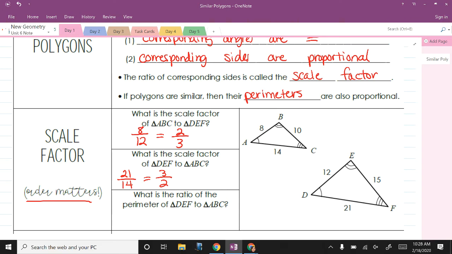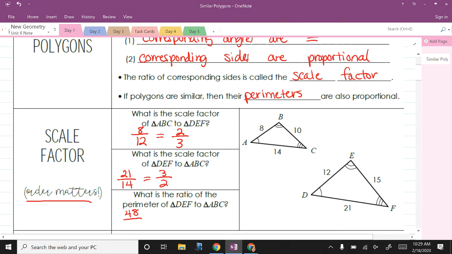Add all the sides. I don't know, my calculator's in my backpack because I was supposed to grade papers this weekend and I didn't. 12 plus 15 plus 21. What is that? 48.